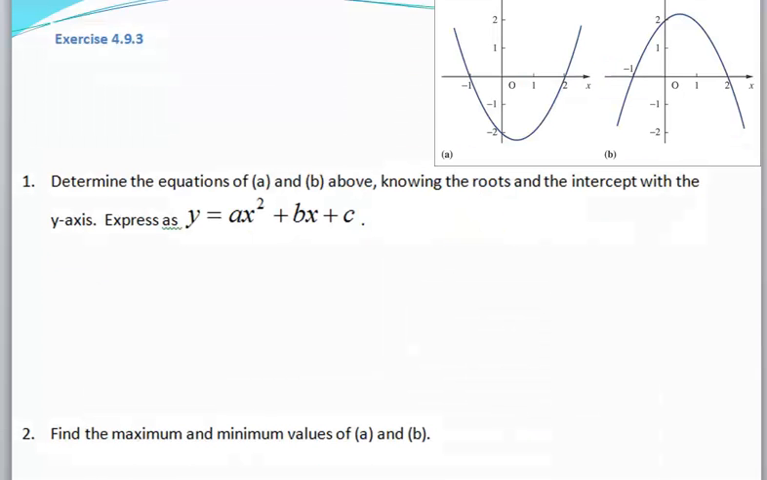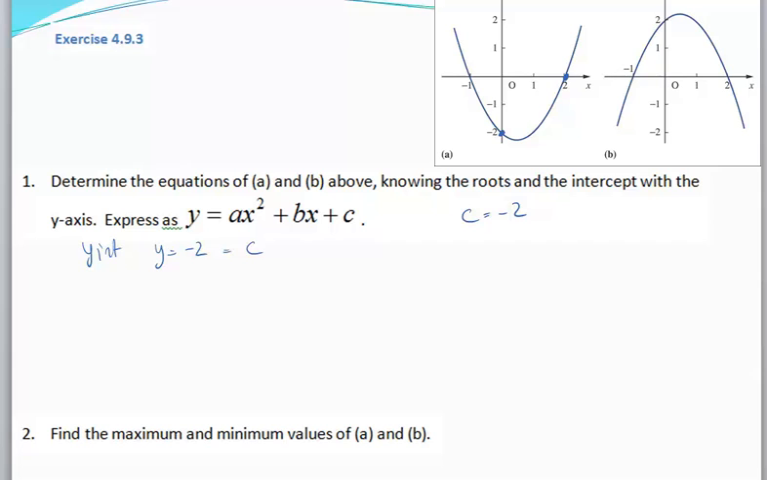So we have exercise 4.9.3 here. We want to determine the equations of a and b above, knowing the roots and the intercept of the y-axis here. So if we have a look at this here, our y-intercept here, x is equal to 0, y is equal to minus 2. This is equal to our c. So here c is equal to minus 2. So this one's quite easy here.